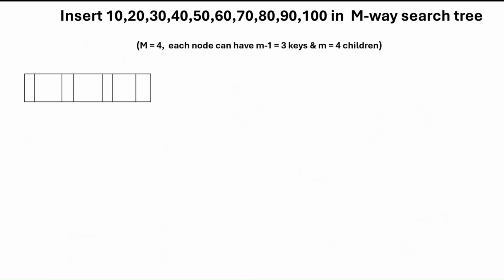So let's say we take the example: insert 10, 20, 30, 40 till 100 in this order in an M-way search tree. Let's say M is 4, so each node can have n minus 1, that is 3 keys, and n equal to 4 children. We added 10, 20, 30. Now when we want to add 40, this node is full, containing n minus 1, 3 keys, right?